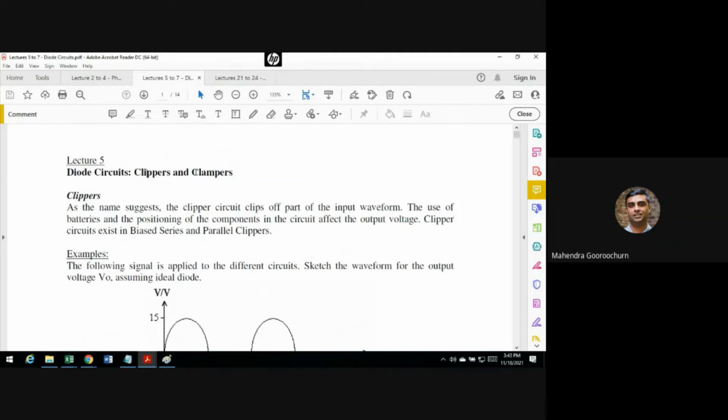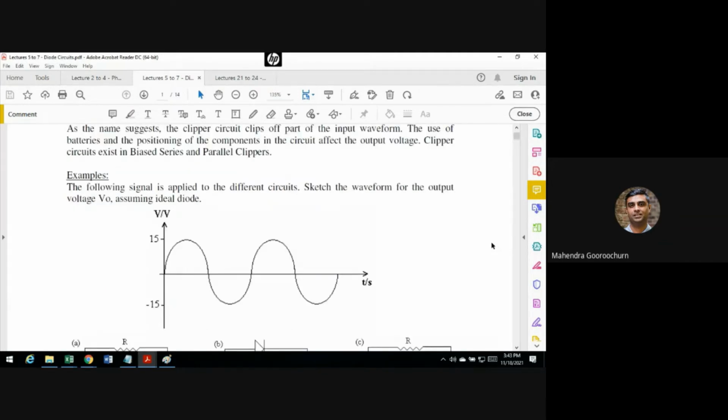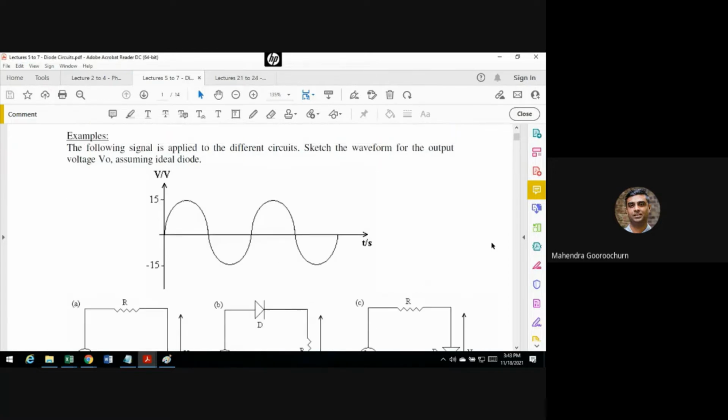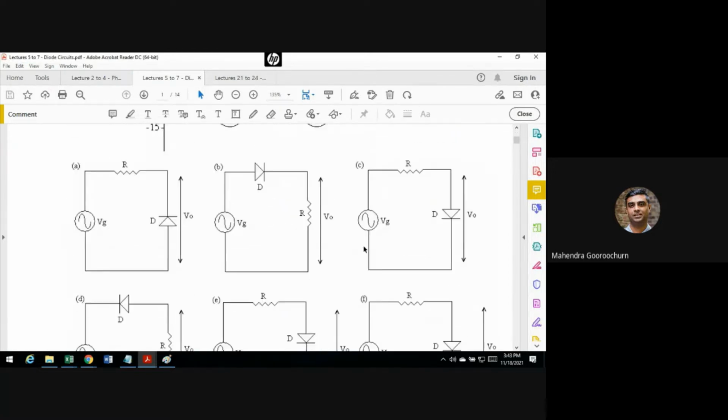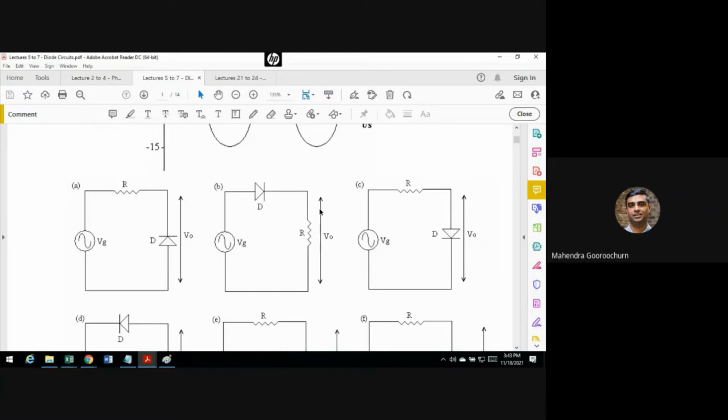Okay, like I said, we won't be covering clampers. It's just there in your notes if you want to read it out of interest, but it's not for your module. So you're given your input there. So you have a series of circuits that we'll be considering. We've considered none of these.